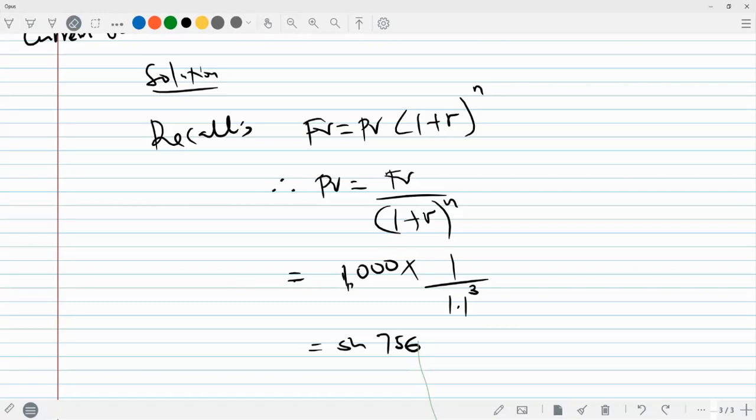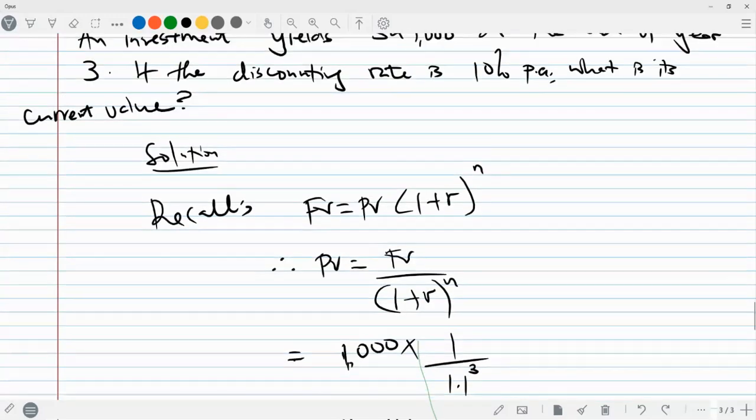$751. Yes, 751 is the current value of this 1,000, which will be received at the end of year 3. Quite straightforward. Now let's extend.